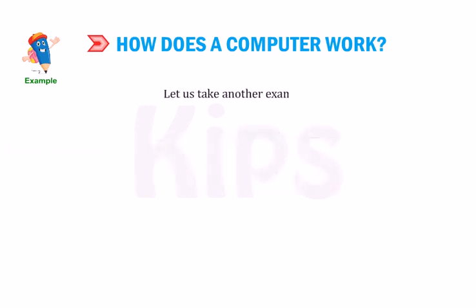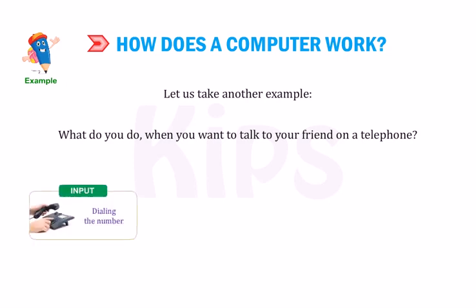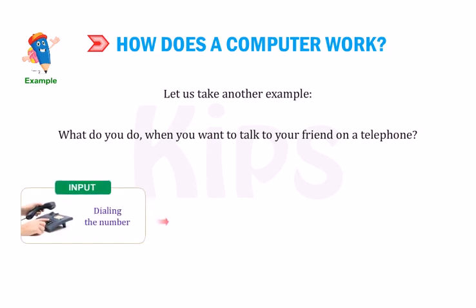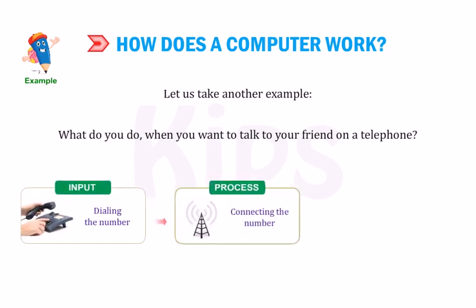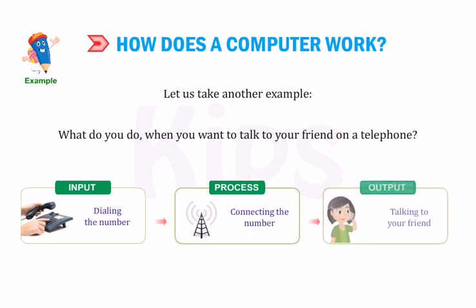Let us take another example. What do you do when you want to talk to your friend on a telephone? Input is dialing the number, process is connecting the number, and output will be talking to your friend.